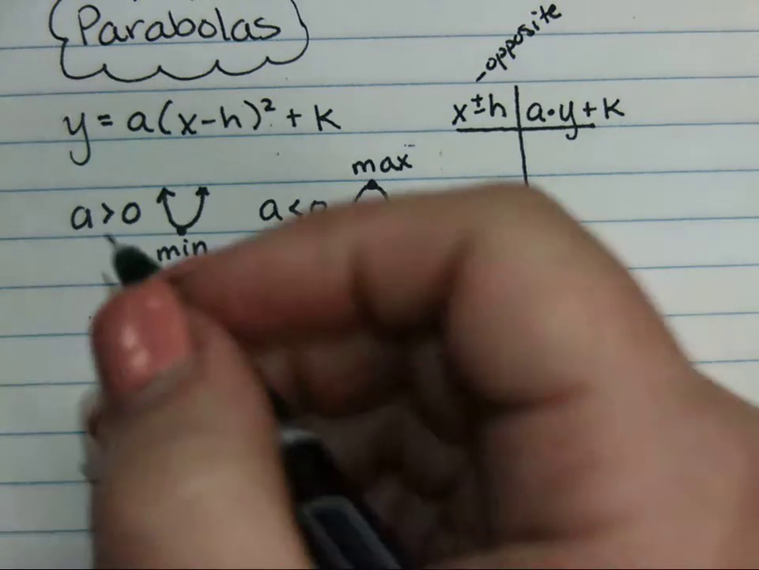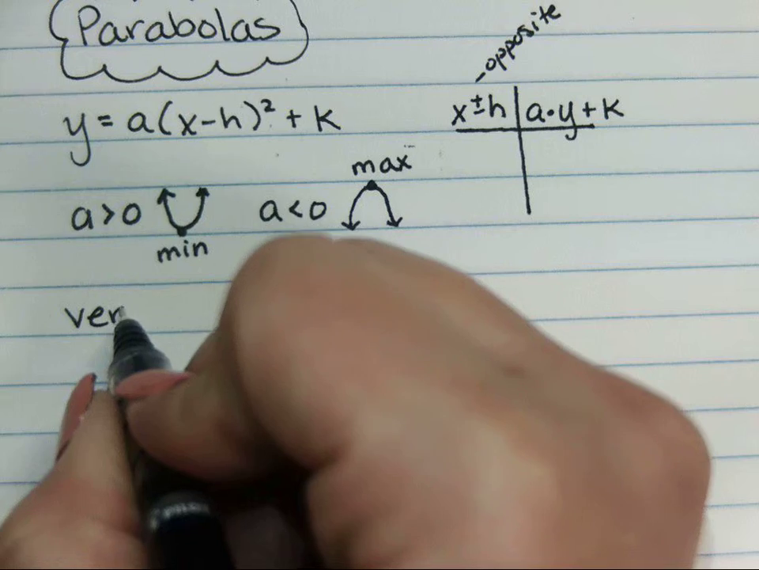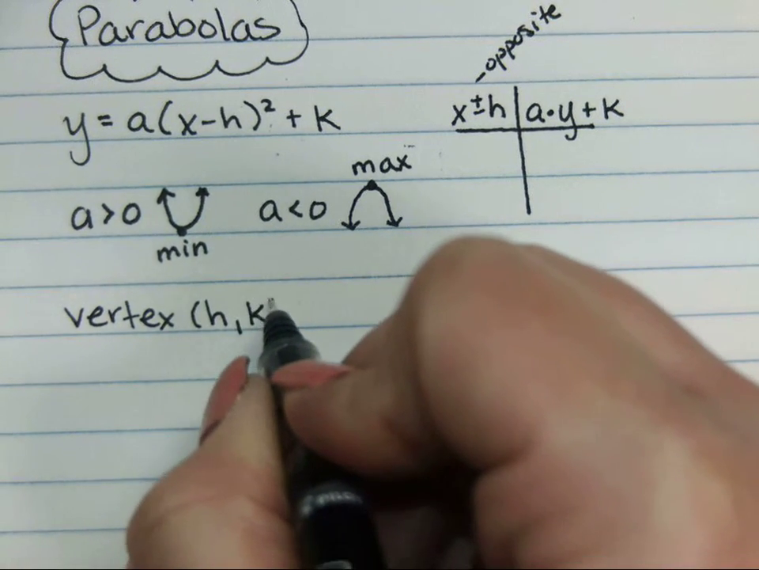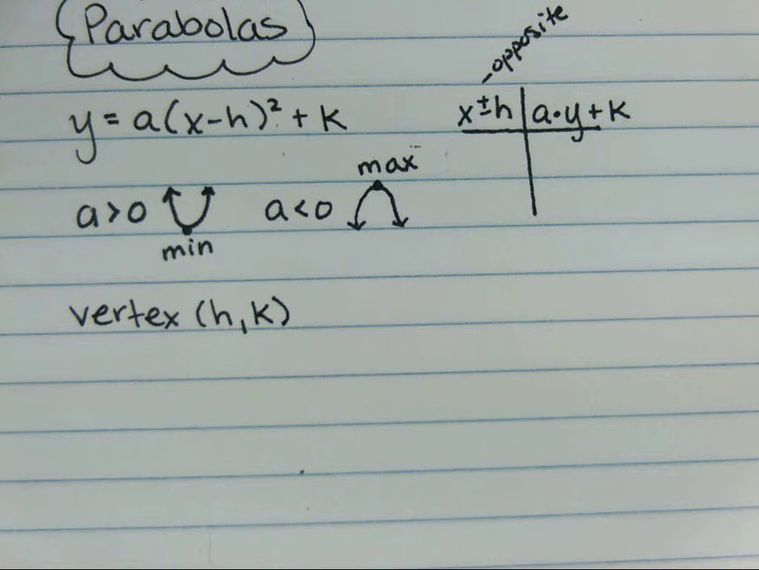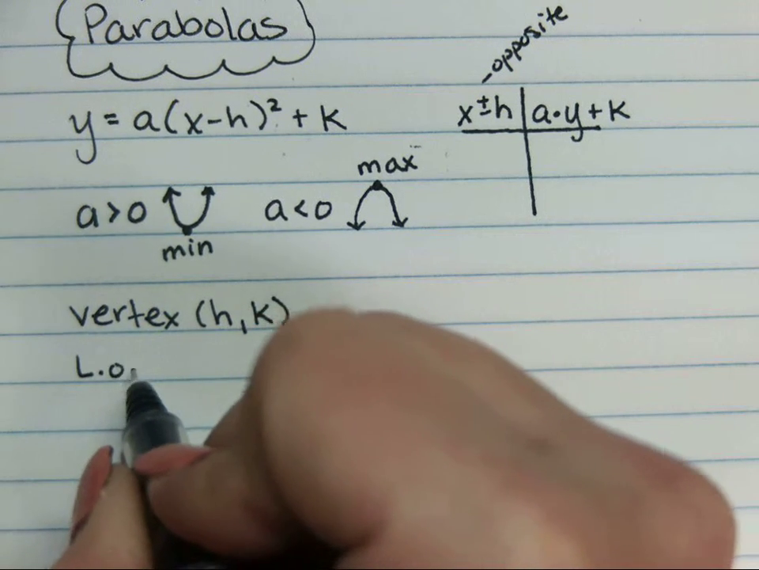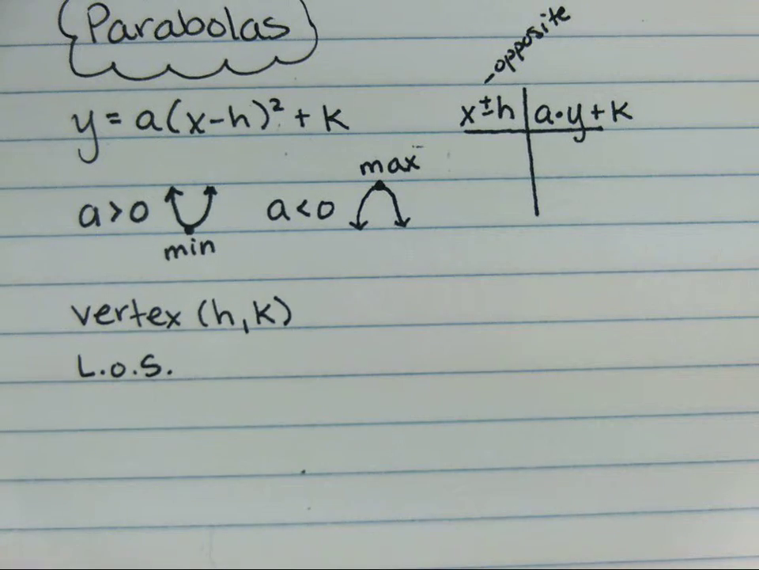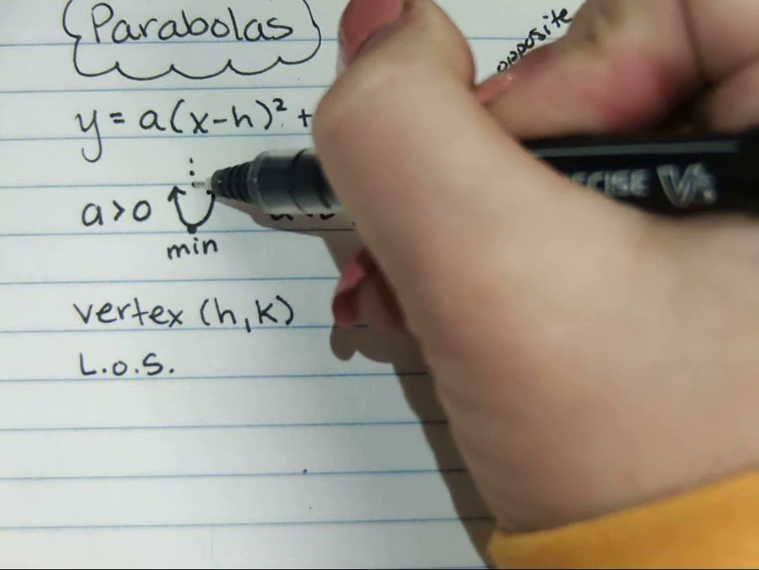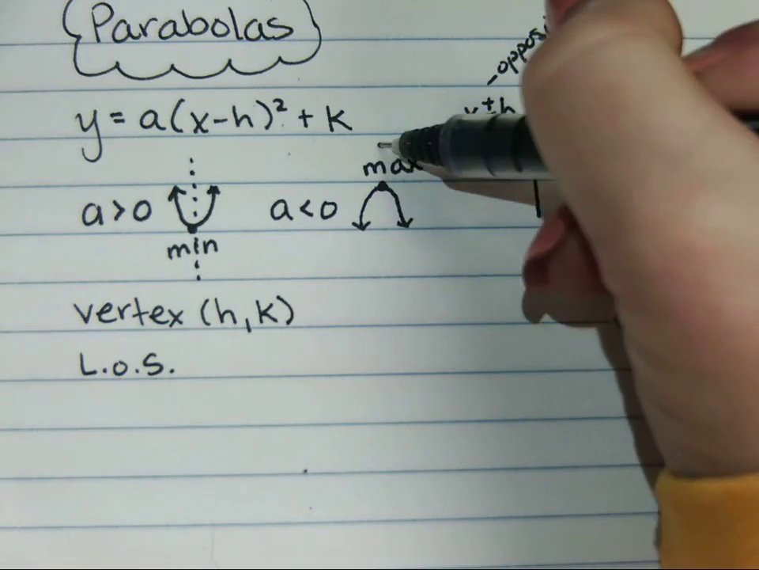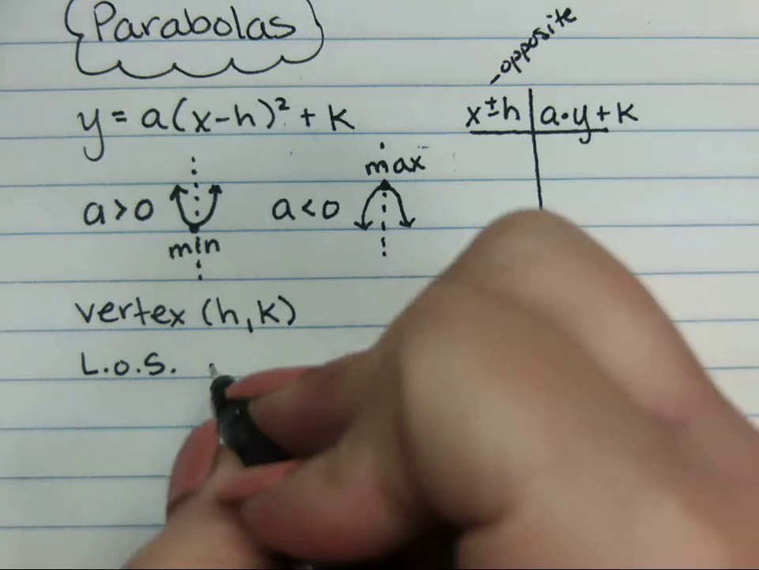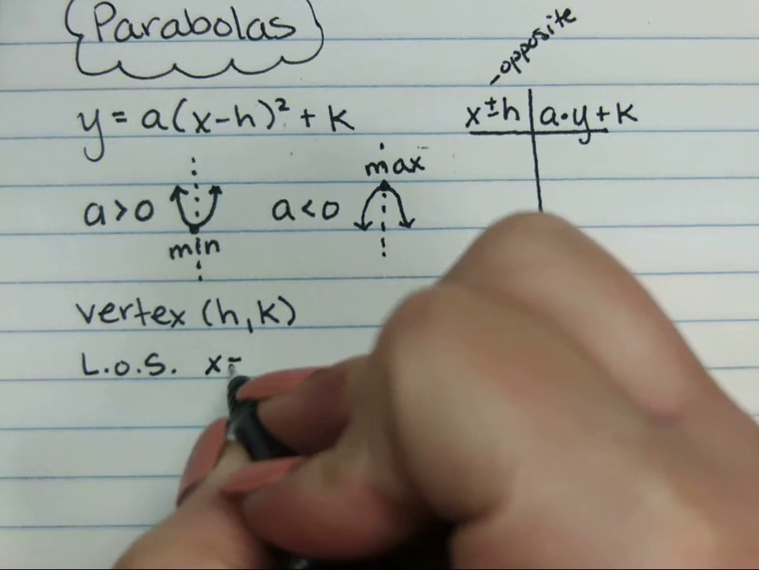Let's see, other little things. Your vertex itself is located at (h, k). You have a line of symmetry which cuts your graph in exactly two equal pieces. That's the line that runs right through the vertex and makes a mirror image. And so that's an invisible vertical line at x equals h.